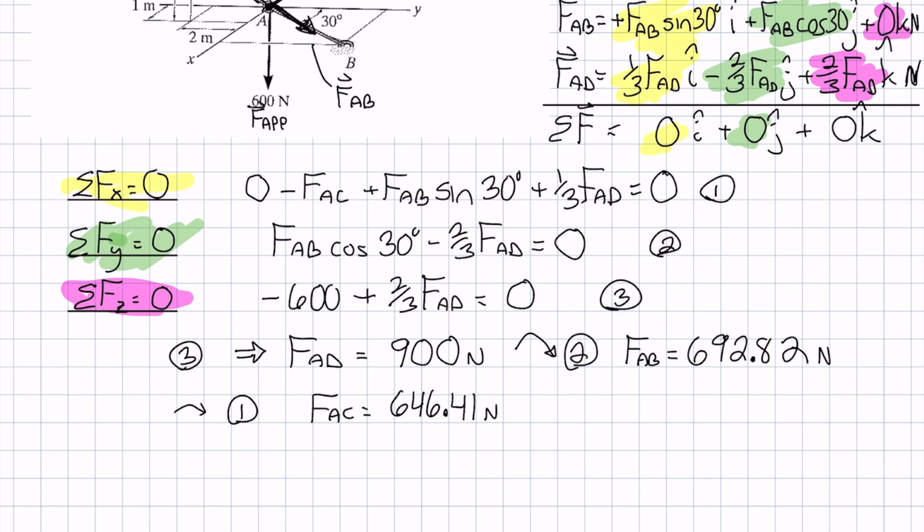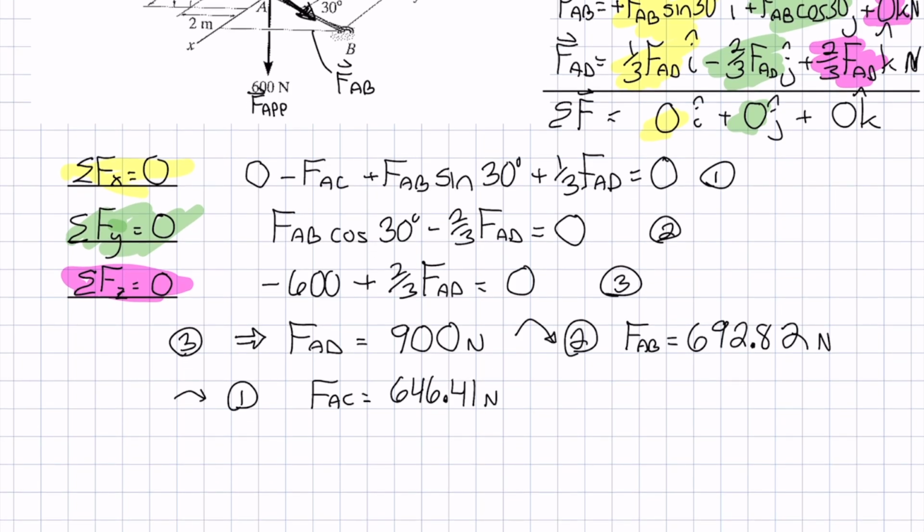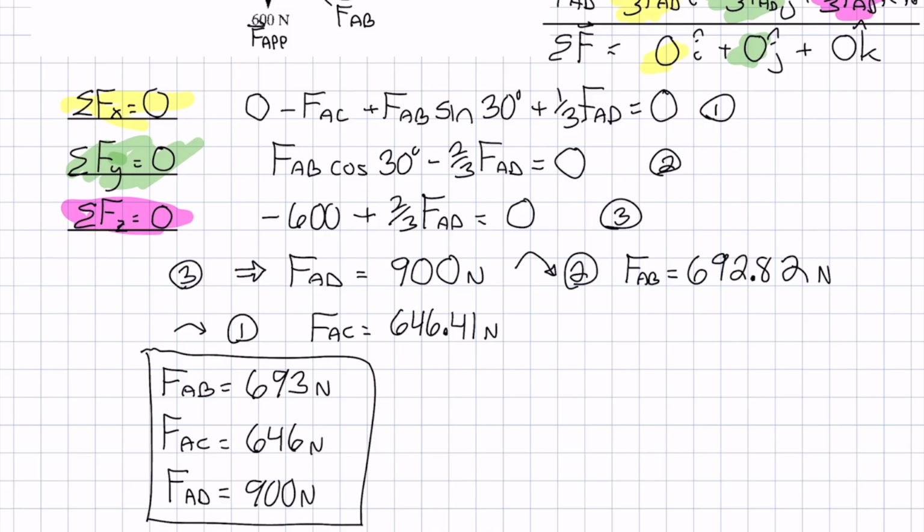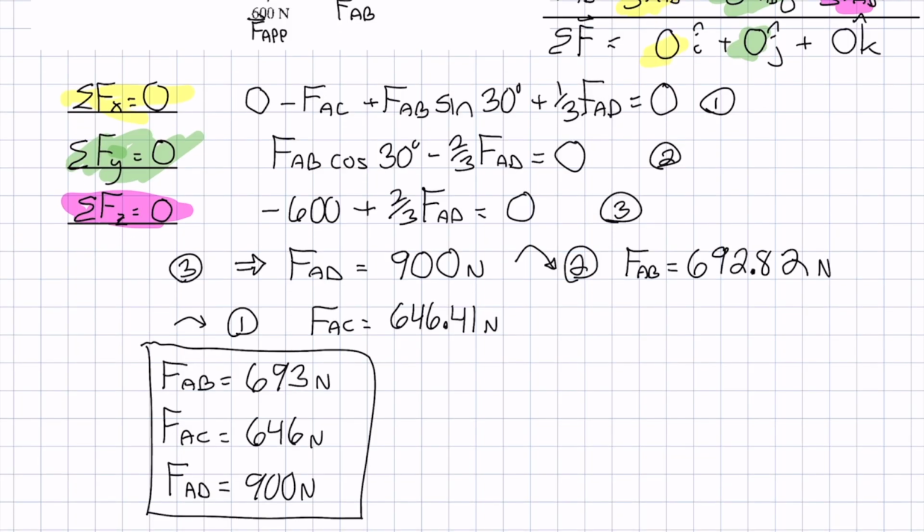So these are my answers, but they're not in their final form. They all came out positive, so all my assumed directions were correct. But I want to write them to 3 digits. So my final answers: F_AB becomes 693 newtons, F_AC becomes 646 newtons, and F_AD 900. You'll notice I didn't round until the last step, for the simple reason that when I'm using numbers in calculations, I want to keep them as long as possible. It's only when I present the final answers that I'll do any rounding.